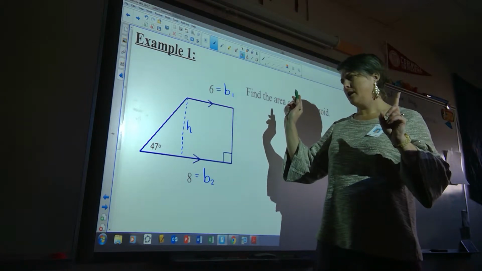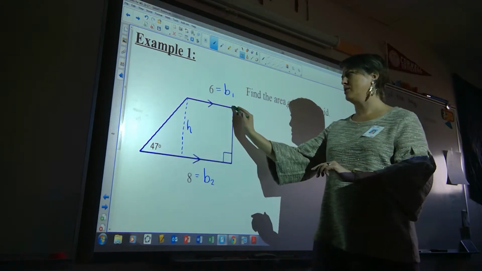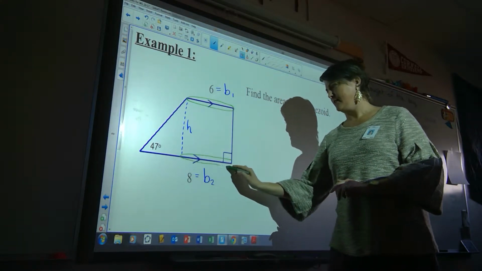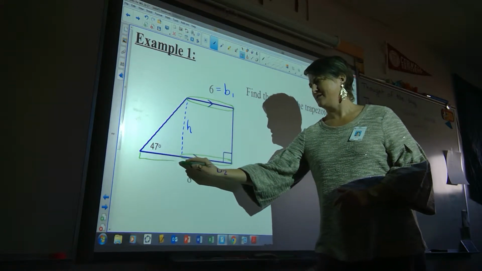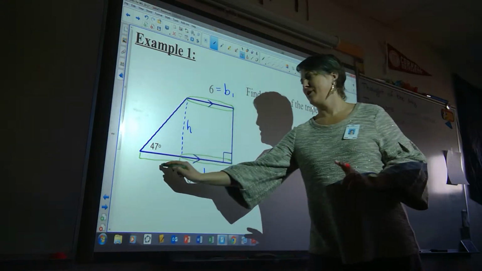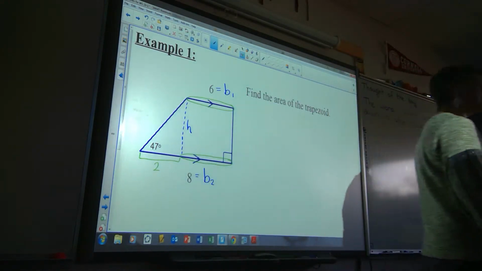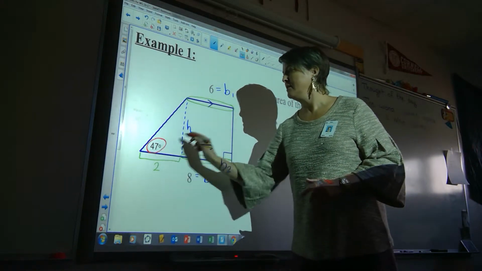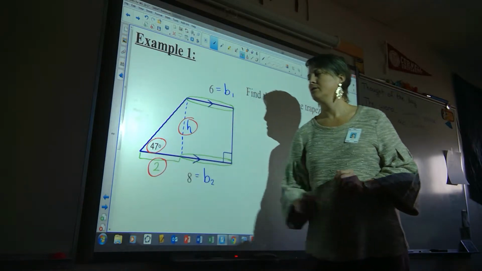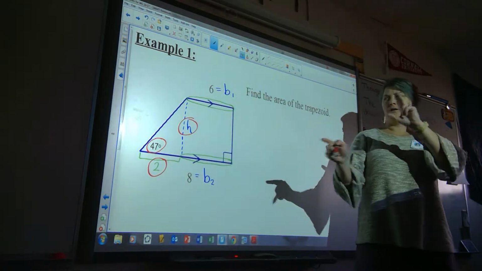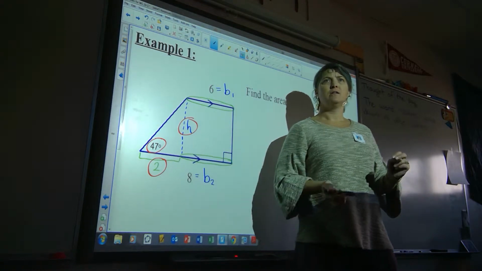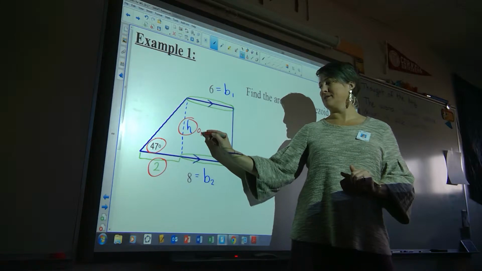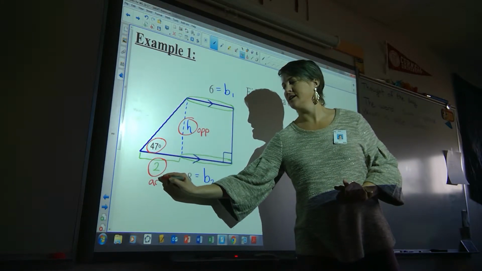Now, we need one more piece of information for my triangle. If this is 6, then this will also be 6. So how long is this? 2. Okay, so we got to think our way through that carefully. Now we can use the 47, the h, and the 2. And what trig function has that combination? Tangent, right? Because this is the opposite, and this is the adjacent.